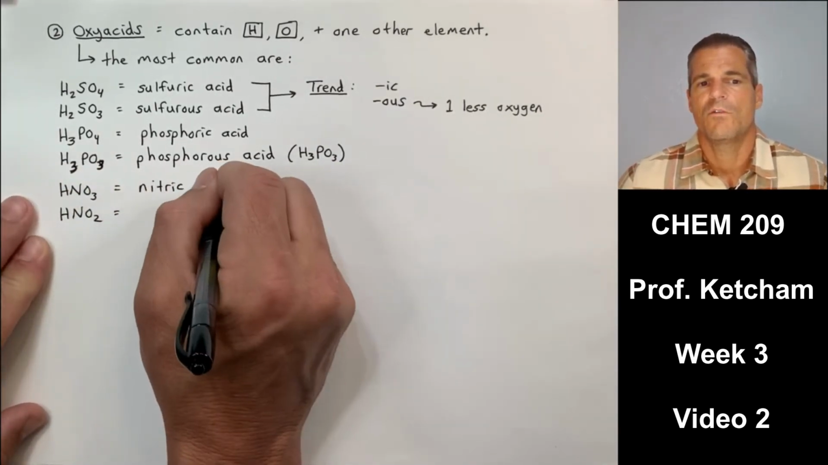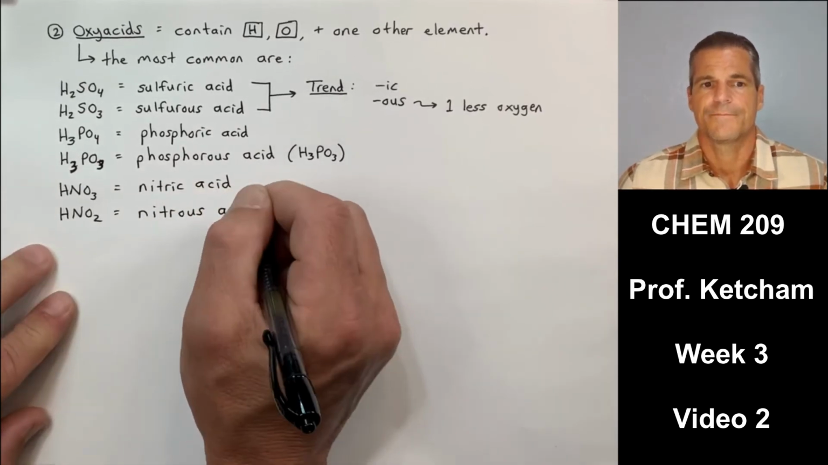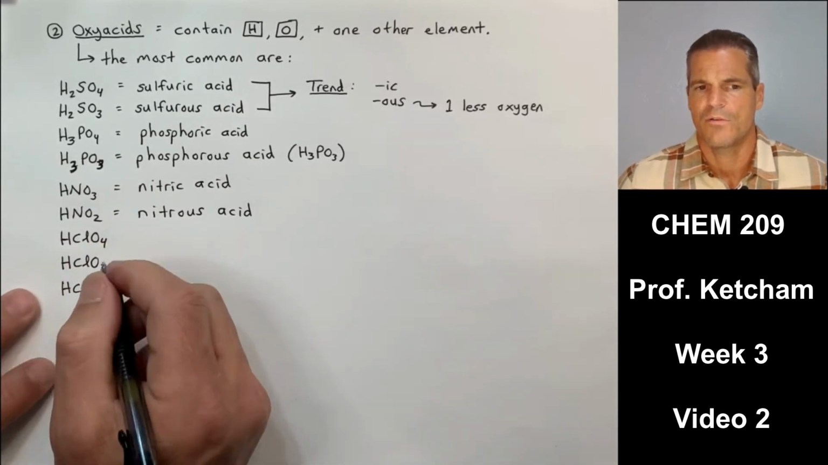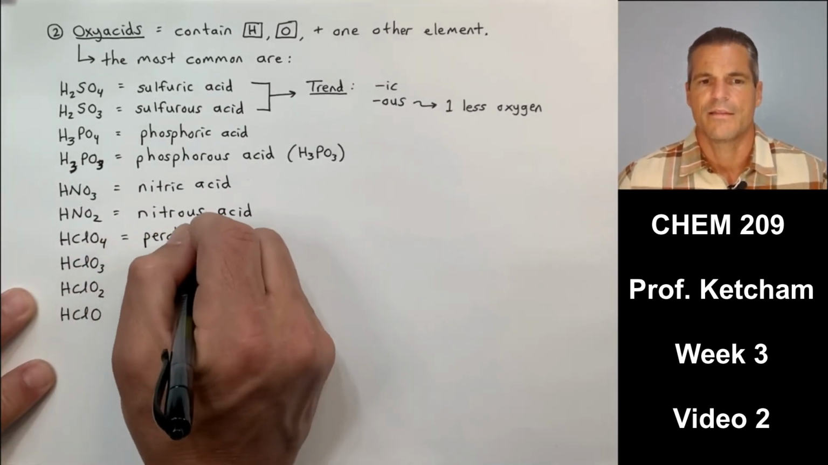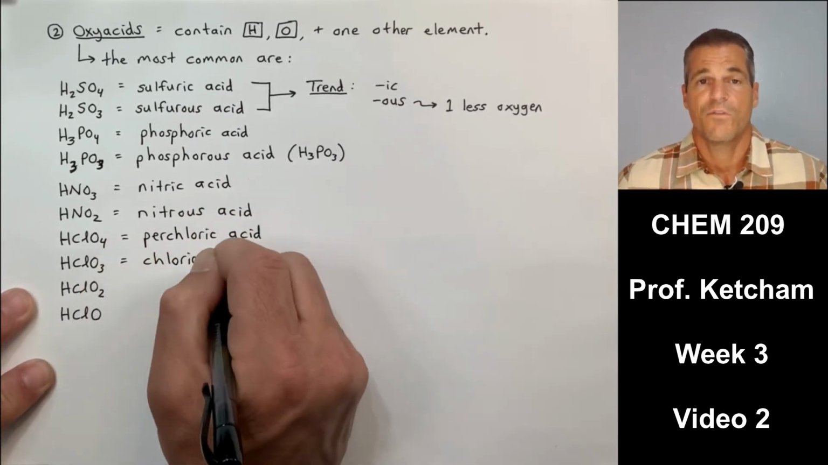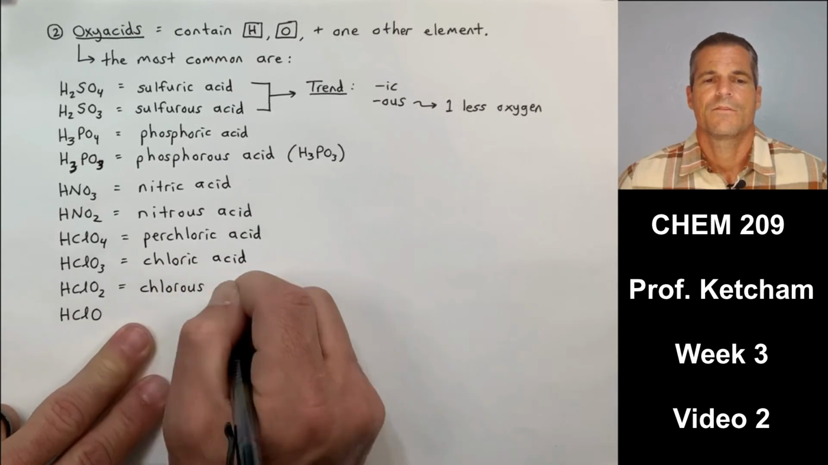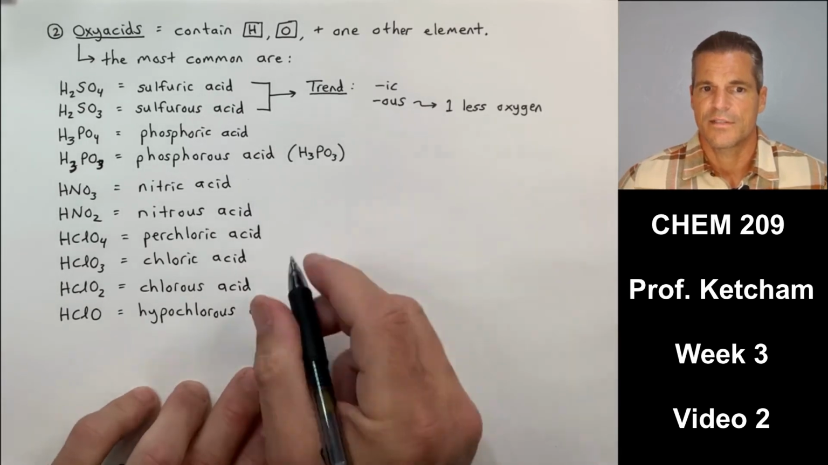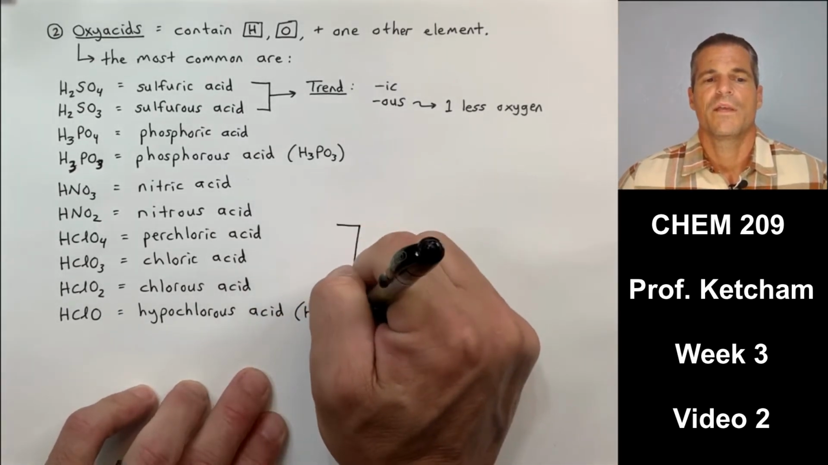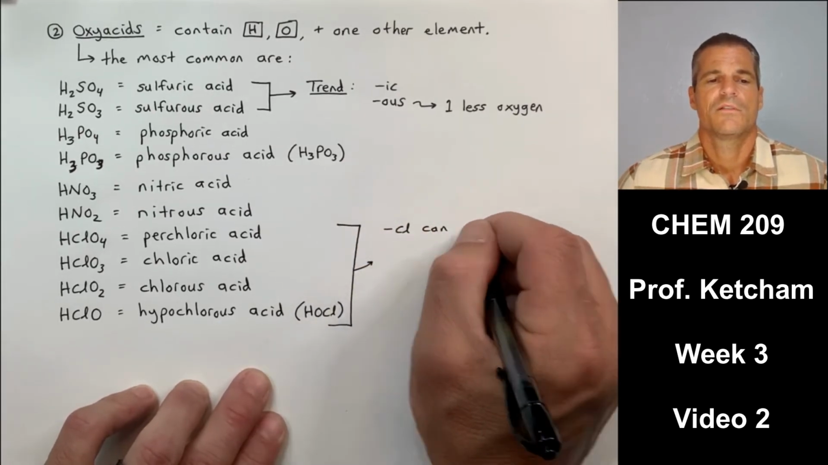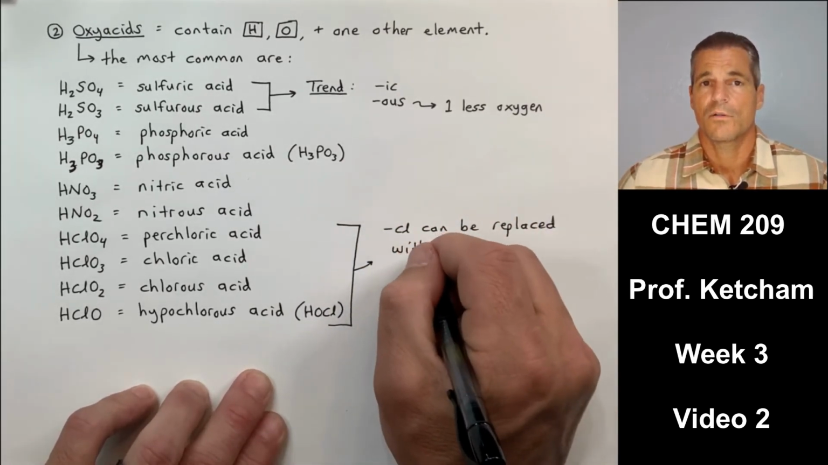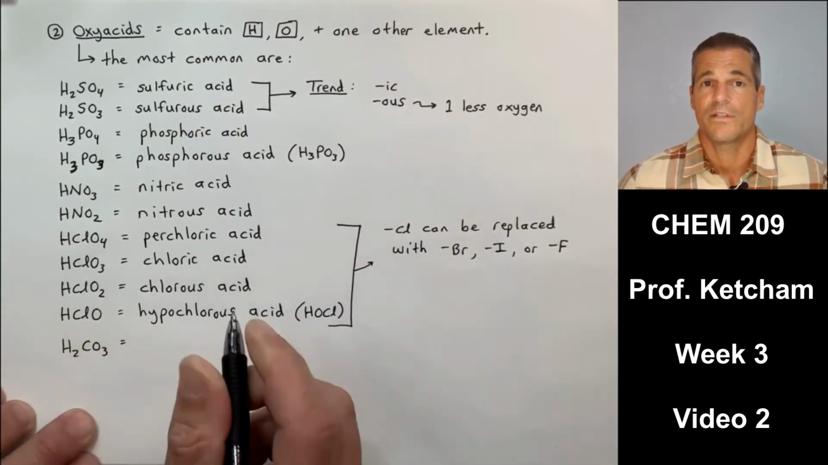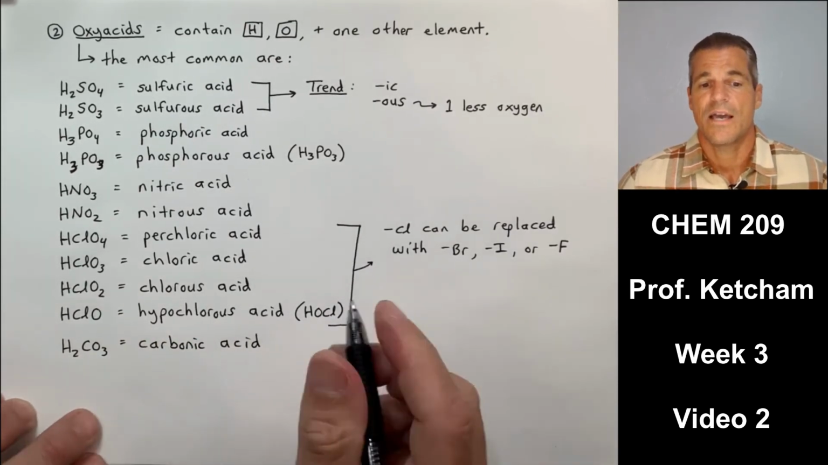So if we have H3PO4 and H3PO3, my bad, phosphoric acid and phosphorous acid. So HNO3 and HNO2, these are nitric acid and nitrous acid. Now we have a grouping of more than just 2, but this is 4 of them. HClO4, perchloric acid. HClO3, chloric acid. HClO2, chlorous acid. HClO, hypochlorous acid.